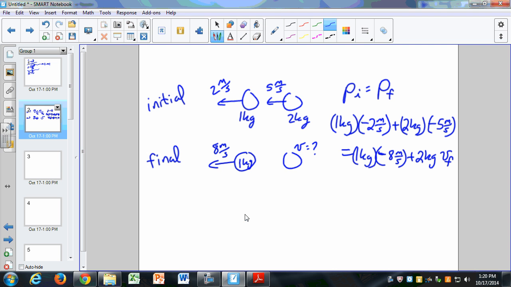So my initial momentum here is negative 2 minus 10, negative 12. So I know this is negative 8. So this has to add an additional negative 4. So it's going to give me a final velocity of 2 meters per second. Is it negative because it's going that way? Right, it's negative because it's going that way.